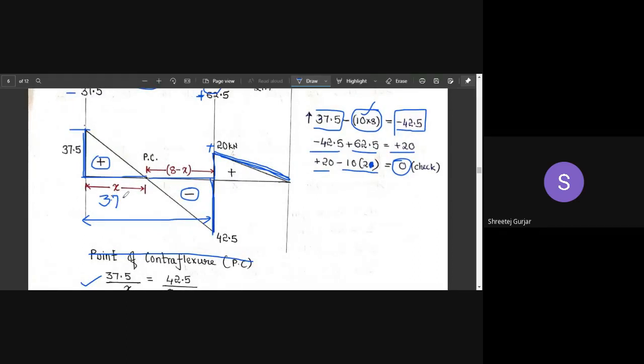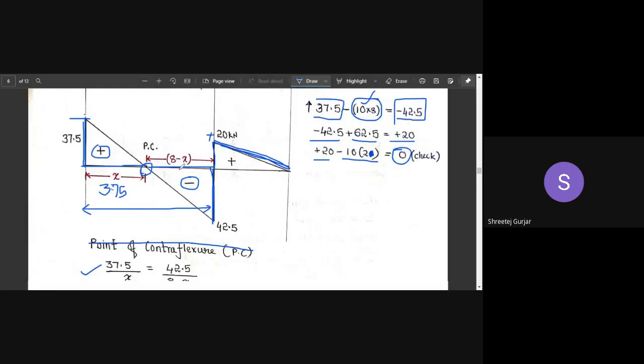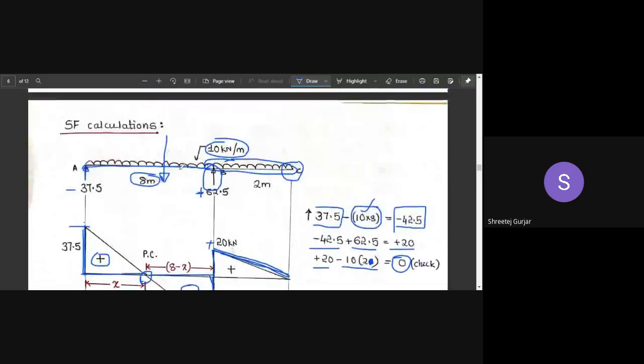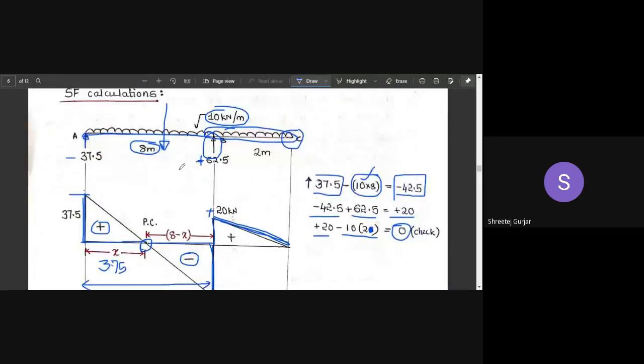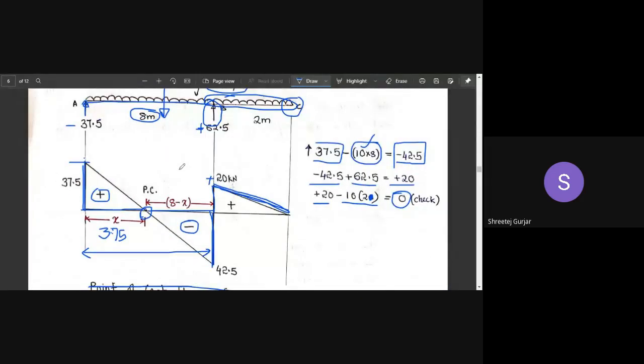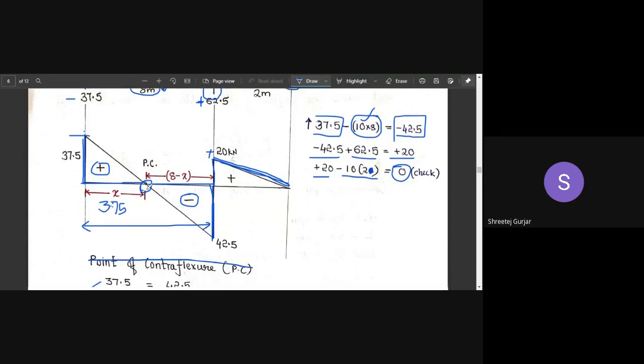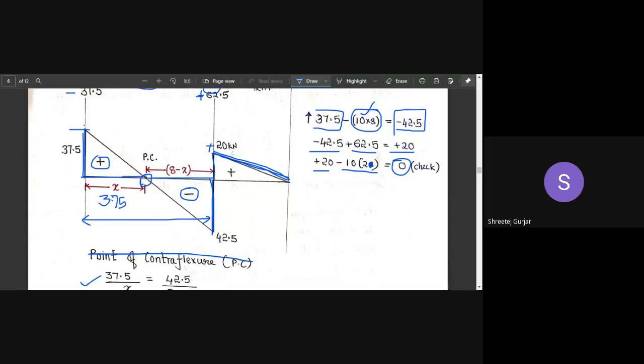So where will your maximum bending moment be? At a distance of 3.75 from your left hand side. That is where your maximum bending moment will occur. So shear force calculation is over. We have calculated the distance of the change of sign of your shear force diagram so that we can calculate the maximum bending moment.